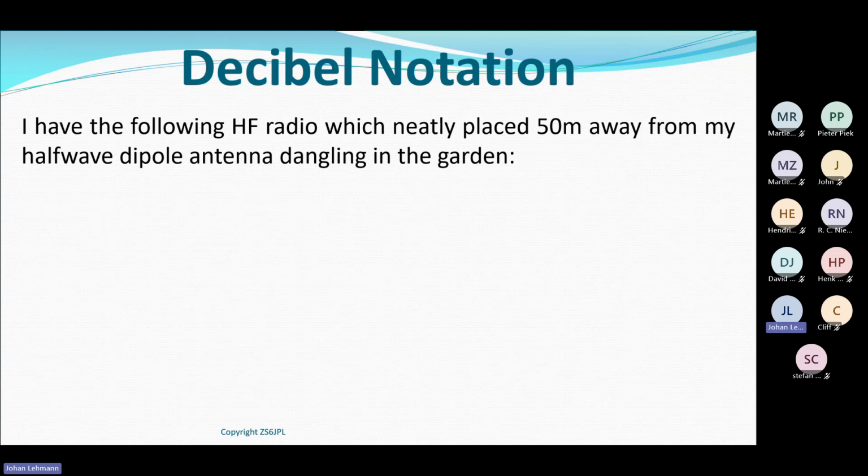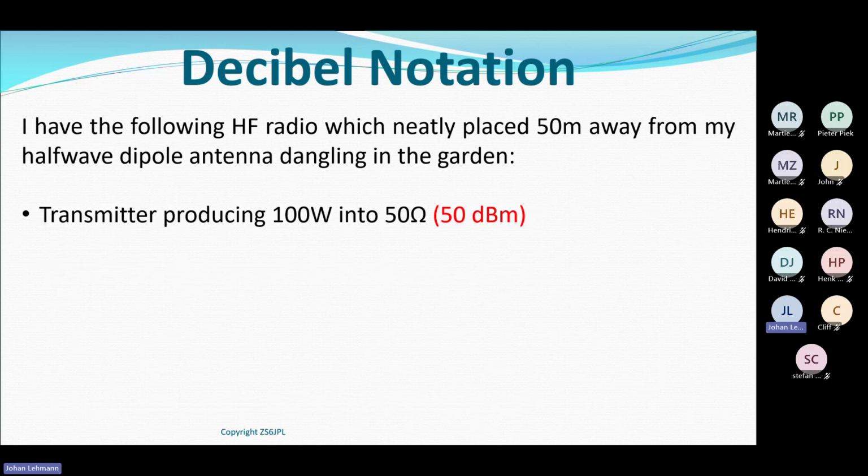Okay, let's look at this example. My radio is 50 meters away and I'm using a half-wave dipole antenna. So what happens? My transmitter is producing 100 watts into 50 ohms. If I do the calculation, that equates to 50 dBm. Okay, 100 watts is 50 dBm.